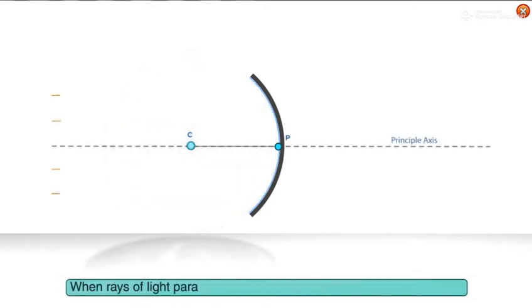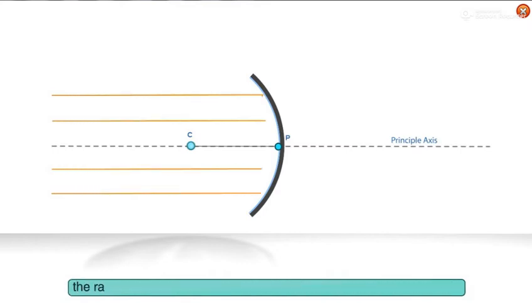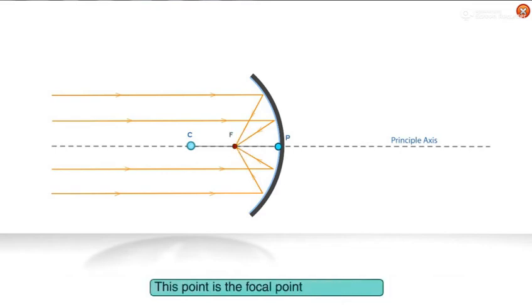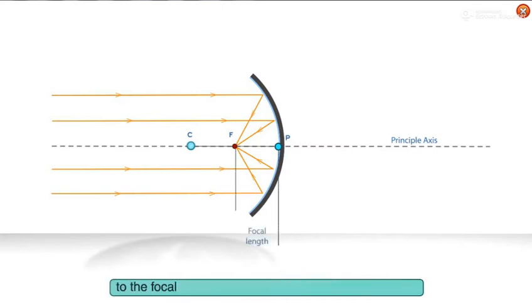When rays of light parallel to the principal axis fall on a concave mirror, the rays of light meet at one point on the principal axis after reflection. This point is the focal point of the mirror. The length from the pole of the mirror to the focal point is called the focal length of the mirror.